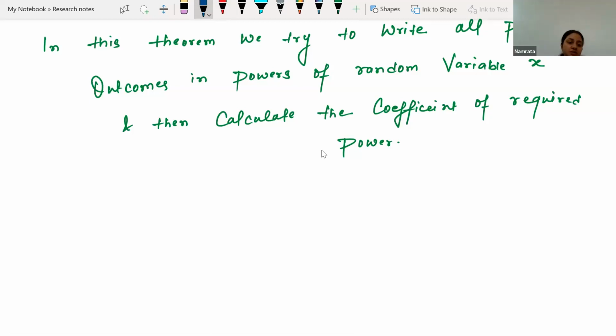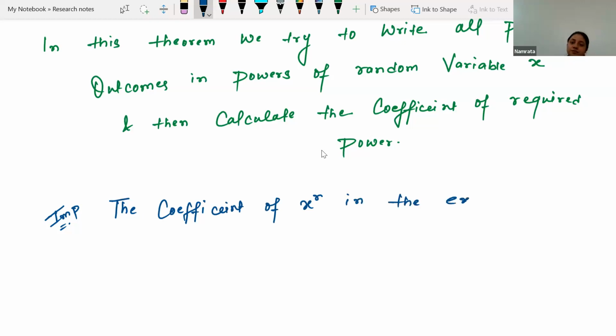So the concept, which is very important for solving this multinomial, says that the coefficient of x to the power r in the expansion of 1 minus x to the power minus n is n plus r minus 1 C r.